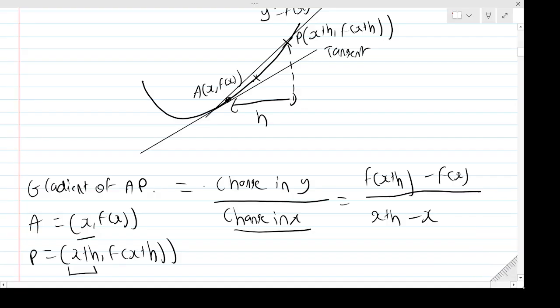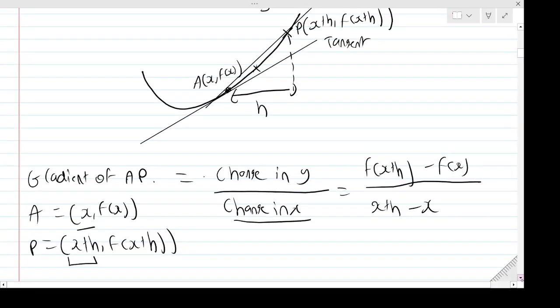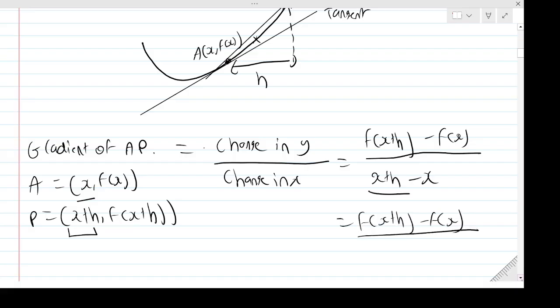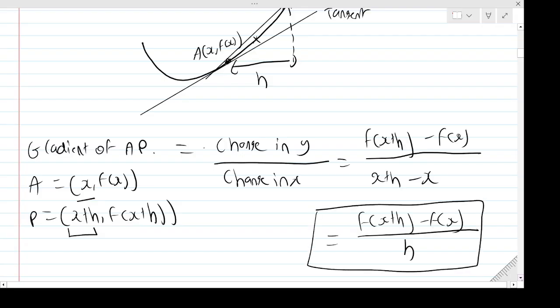Okay, and I can actually simplify the bottom bit ever so slightly. Because if I did, it's going to be f of x plus h minus f of x over x plus h minus x. Well, the x's will cancel, right? x minus x is 0, so I'm just left with h. And so actually then I'm left with this expression for the gradient here in terms of x and h, right?